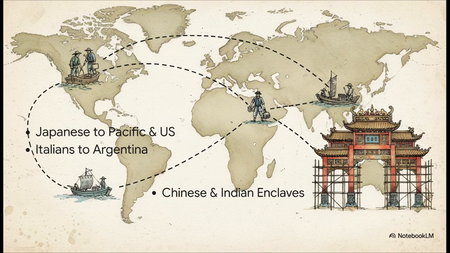You had Japanese agricultural workers traveling across the Pacific to the US West Coast. You had Italian industrial workers heading across the Atlantic to build new lives in Argentina. And crucially, as literally millions of Chinese and Indian migrants moved to the Americas, Africa, and Southeast Asia, they didn't just assimilate and disappear. They established vibrant ethnic enclaves, these distinct communities that managed to keep their cultural heritage alive and thriving in entirely new host countries.